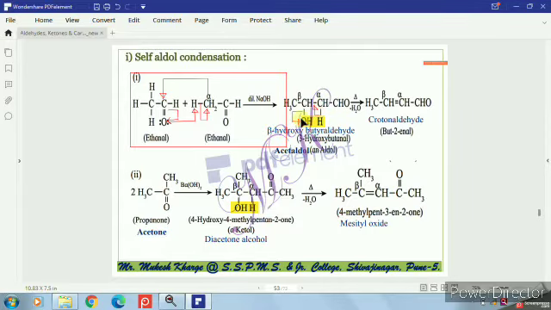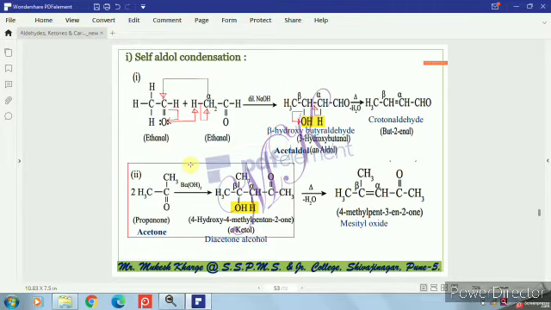Then this compound undergoes loss of water on heating and gives an alpha beta unsaturated aldehyde. It is known as crotonaldehyde, or if you write the numbering, the second and third carbons contain the double bond, so total 4 carbons, so butenal is your final product.